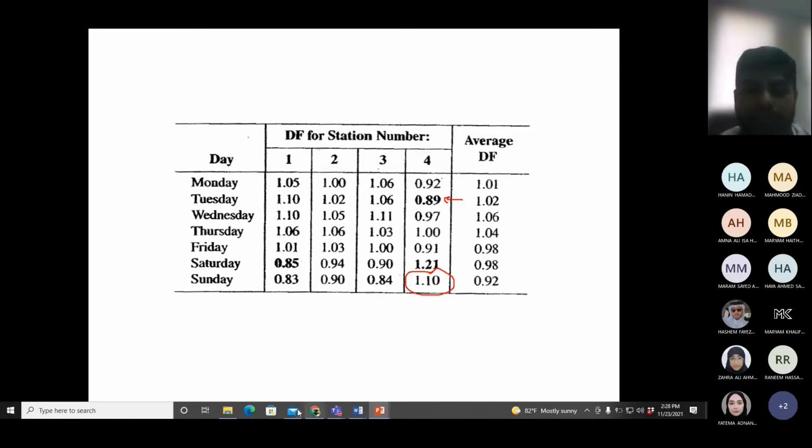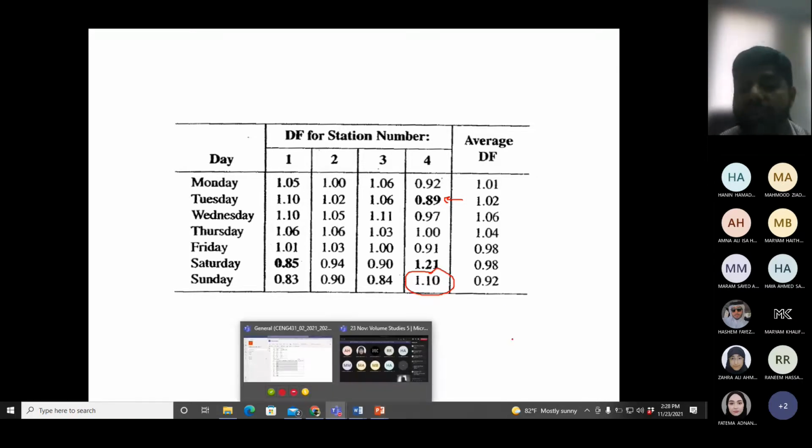Okay, so which station should I take out from this group? The station which is giving me the differences out of the criteria. This is happening for two stations, station 1 and station 4. On Tuesday, station 4 is giving me a difference out of the criteria. On Saturday, station 1 and 4, and on Sunday, station 4 again. So station 4 has more problematic values than station 1, right?